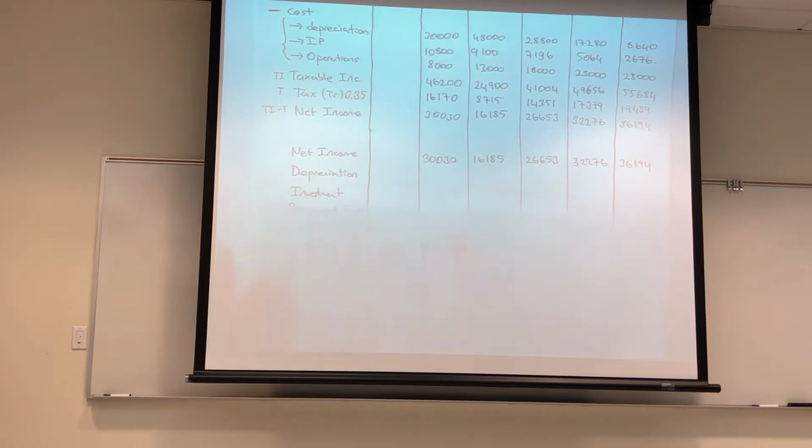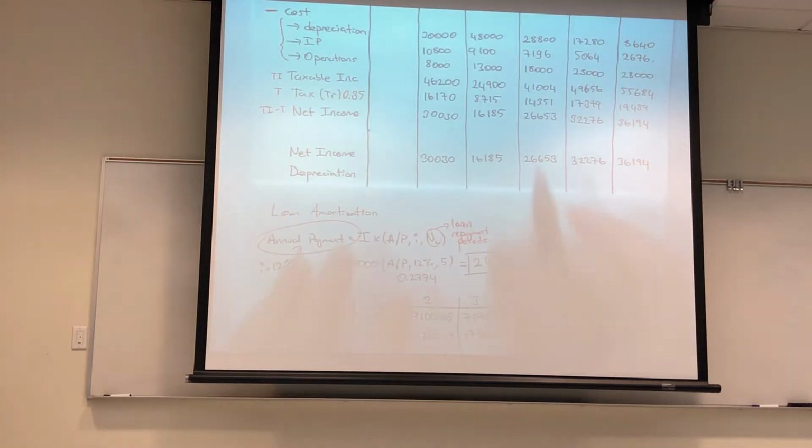Cool. Okay, let's write down depreciation. 30,000, 48,000, 28,800, 17, 8,604, right?